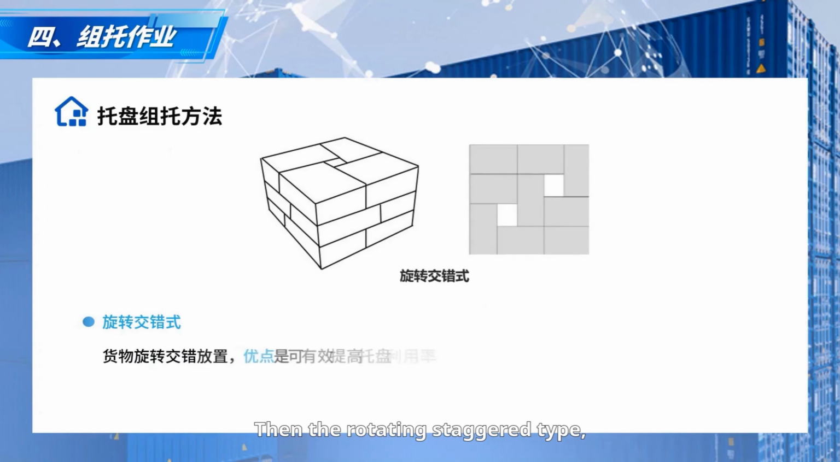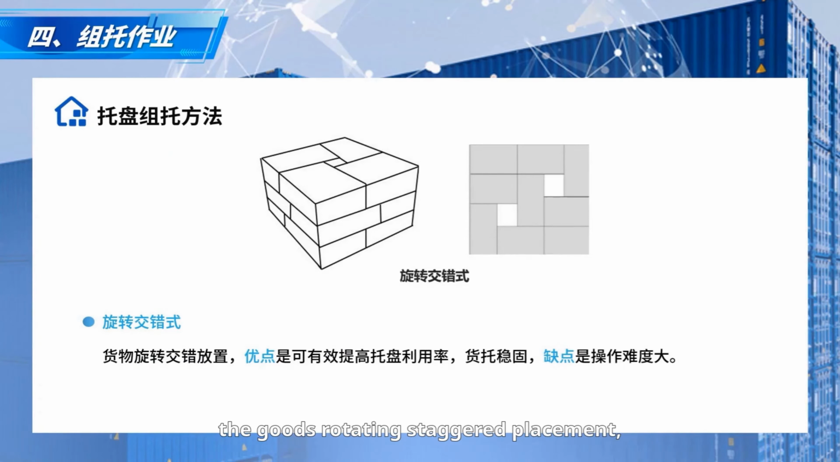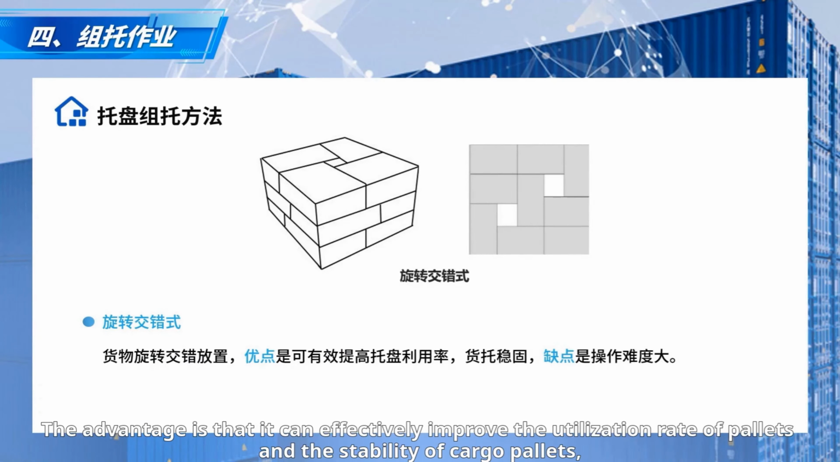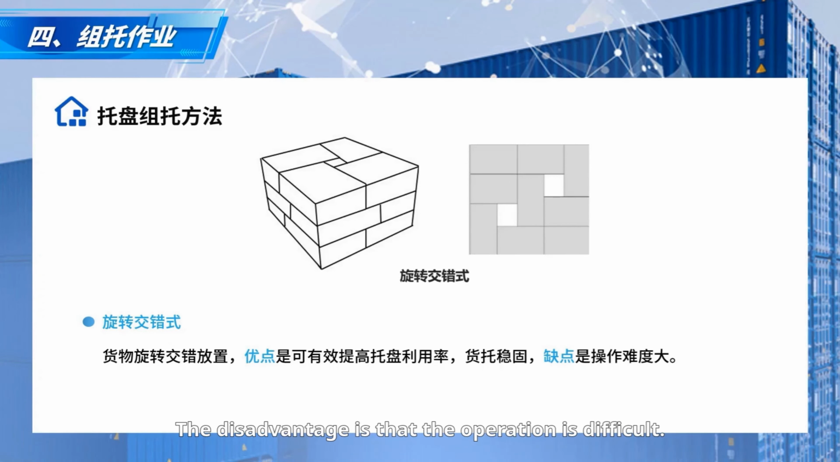Then the rotating staggered type. The goods are placed in a rotating staggered arrangement. The advantage is that it can effectively improve the utilization rate of pallets and the stability of cargo pallets. The disadvantage is that the operation is difficult.